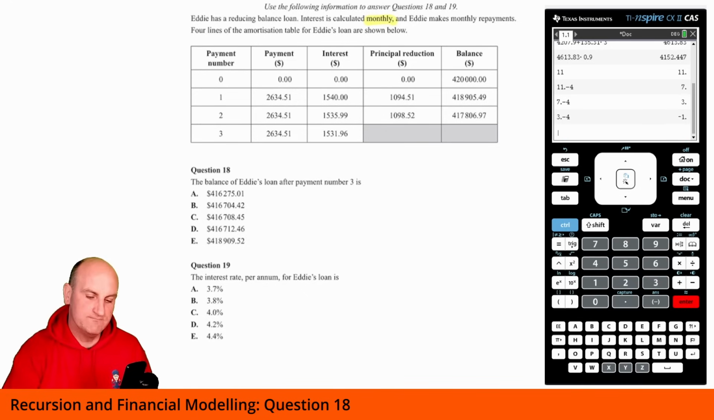This is a lovely calculator question in many cases, because all you've got to do is work out where each of these values comes from. How do I get $1,094.51? Well, my payment minus my interest. If I take those away, I can find this value by doing that minus that. Let's put that into my calculator: 2634.51, I'm going to take away 1531.96. Hit enter, gives me 1102.55. Awesome.